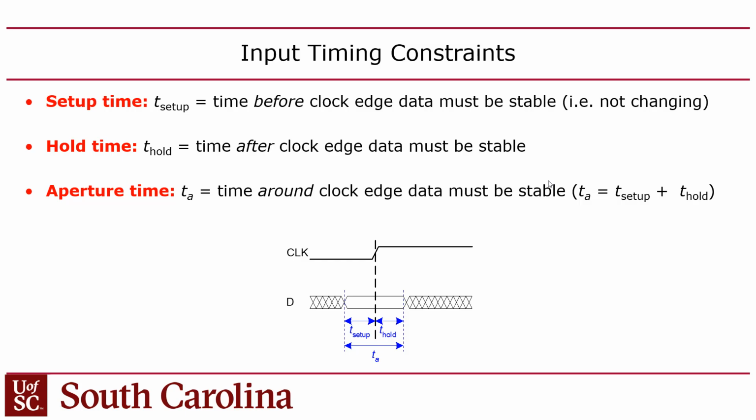But anyway, the term is aperture. So the aperture time is the setup time plus the hold time. The setup time is T sub setup, and the hold time is T sub hold, okay? So basically, you don't want the input to the flip-flop changing during the aperture time. And the aperture time is around the edge of the clock, not necessarily centered on the edge, but it's around the edge. Setup and hold time may not be equal, right? So it may not be centered, right?